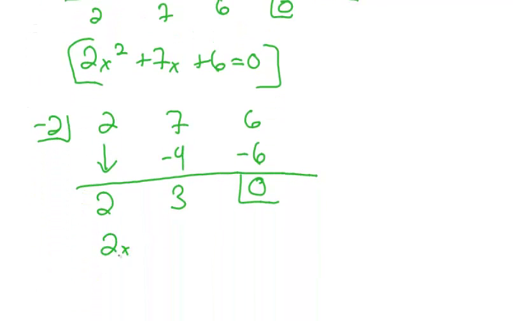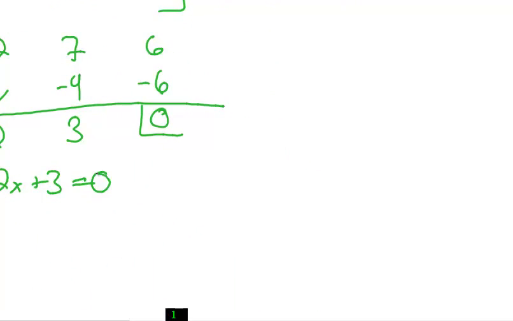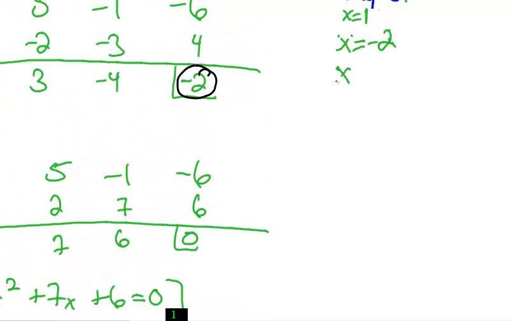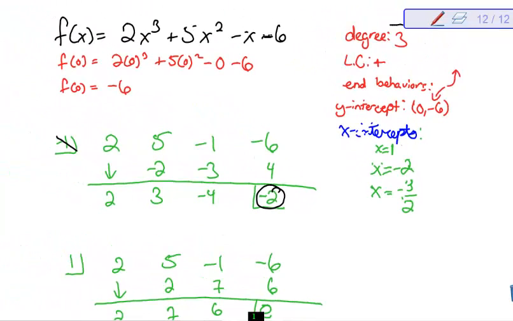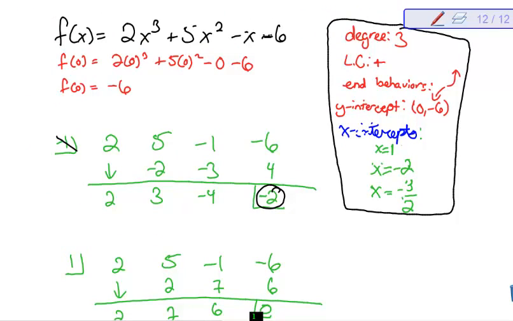Now I have 2x plus 3 equal to 0, and I can solve this one because I can subtract the 3 from both sides and get negative 2x equals negative 3. Divide by 2, so x is equal to a negative 3 halves. So now I have all of this information that I can use to try to graph it.